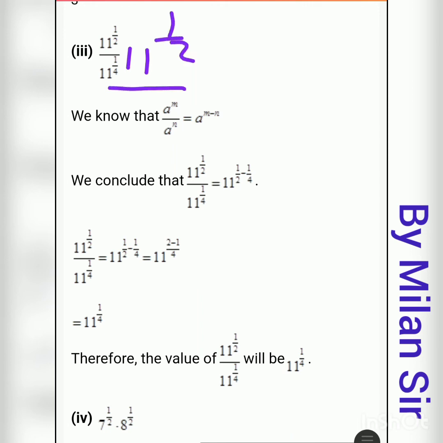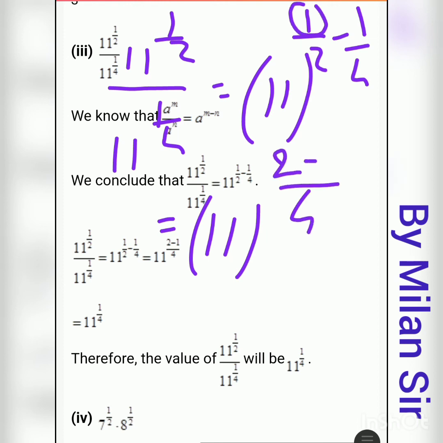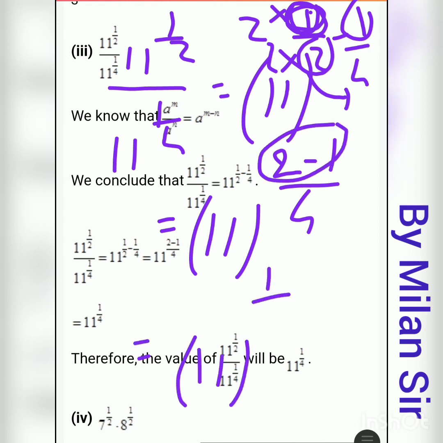11^(1/2) divided by 11^(1/4), so we need to subtract the exponents, 1/2 minus 1/4. Here the LCM is 4. We multiply by 2, so 2 ones are 2, minus this 1. Why do we multiply by 2 here? Because our denominator is 2 and we need to convert it into 4, so 2 twos are 4, and the same thing we multiply in the numerator, so 2 ones are 2 minus 1 over 4. So 11 raised to (2 minus 1) over 4, which is 1/4. This is the answer, we cannot simplify further.